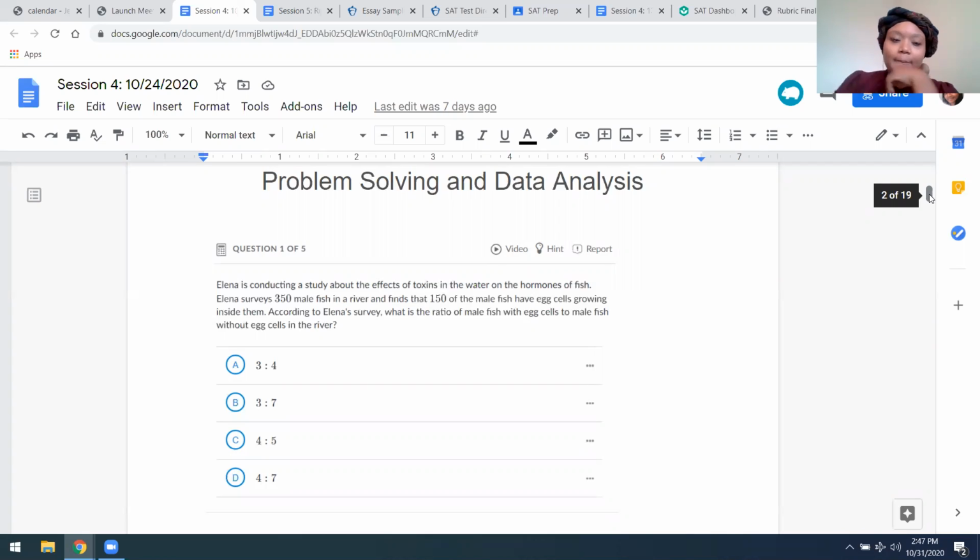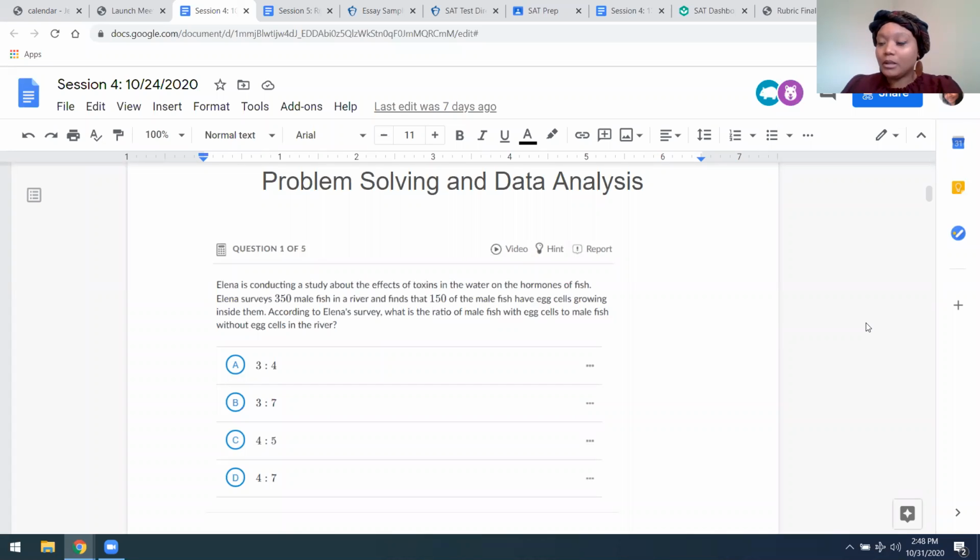I was going to give you a few seconds to do it, but I think what we'll do is give you a setup to start and then let you work it out yourself. So Elena is conducting a study about the effects of toxins in the water on the hormones of fish. Elena surveys 350 male fish in a river and finds that 150 of the male fish have egg cells growing inside them. According to Elena's survey, what is the ratio of male fish with egg cells to male fish without egg cells in the river?